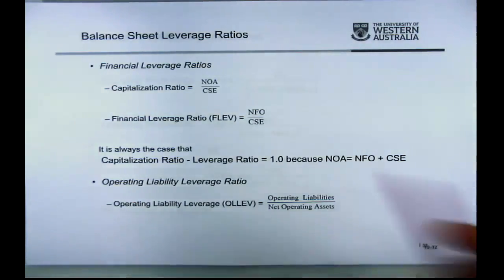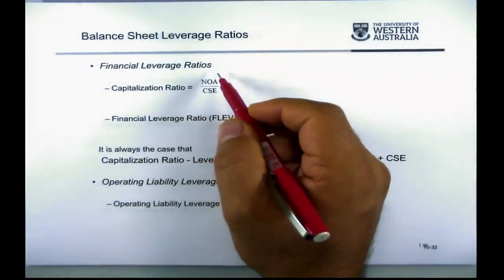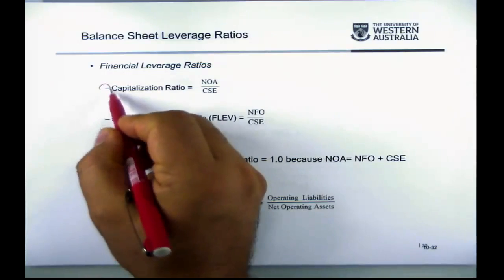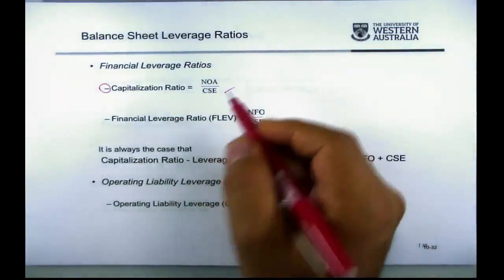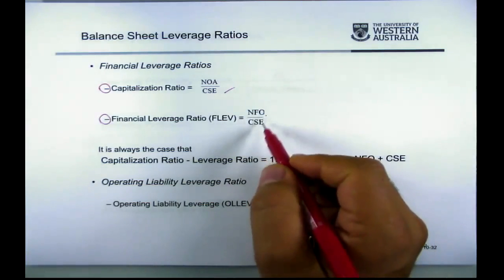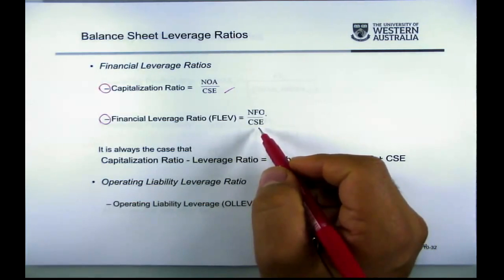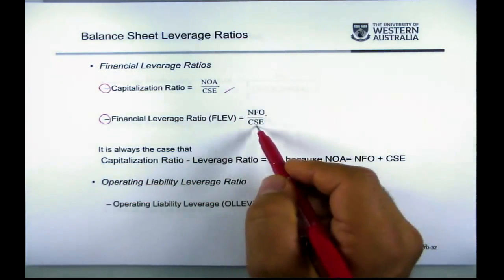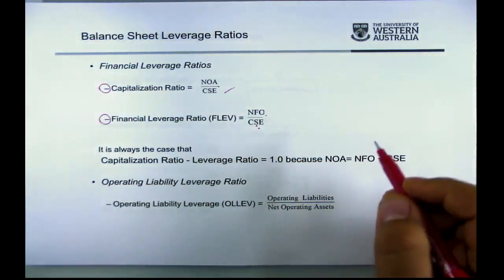We have also financial leverage ratios, two ratios that are very popular. One of them is the capitalization ratio. It is the net operating assets divided by common shareholders' equity. We have also the financial leverage ratio. It is the net financial obligations divided by common shareholders' equity. Note that this one minus this one is always equal to 1. Why is that? I'll tell you why.